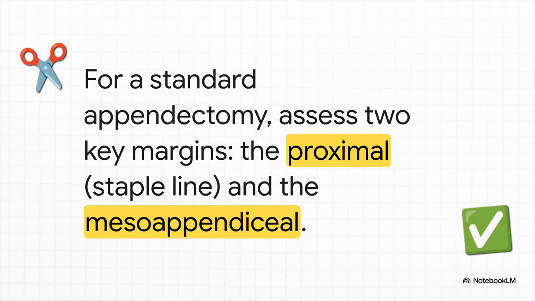The good news is, for a standard run-of-the-mill appendectomy, it's pretty simple. You've really only got two main margins to worry about. The proximal margin, which is the staple line where the appendix was cut off from the cecum, and the mesoappendiceal margin, where they divided that fatty tissue.